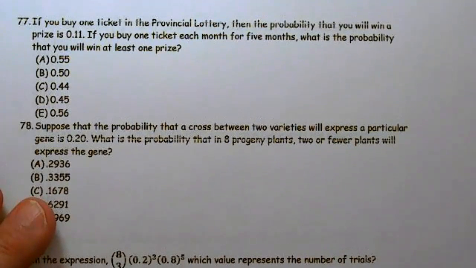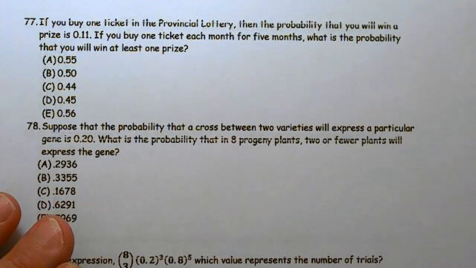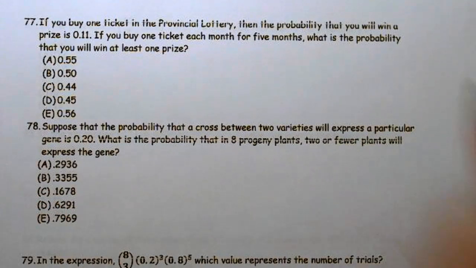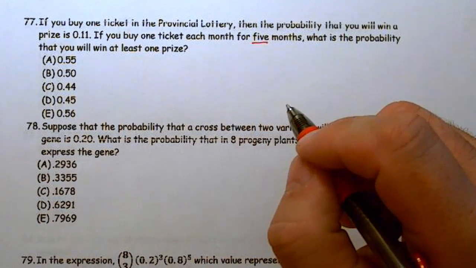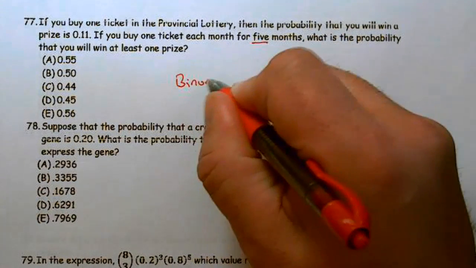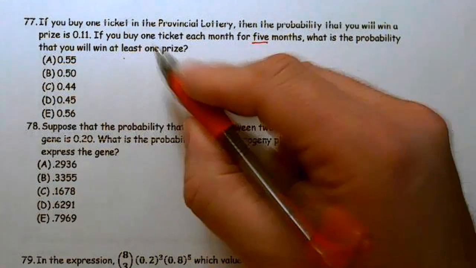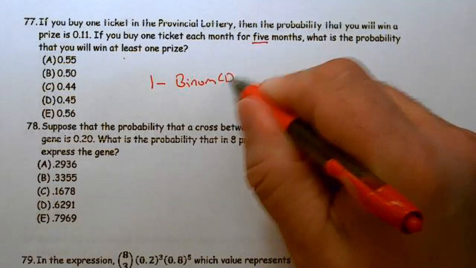All right, number 77. If you buy one ticket in the provincial lottery, then the probability that you'll win a prize is 0.11. If you buy one ticket each month for 5 months, what's the probability that you will win at least one prize? So we have some keywords. 5. We have a specific number of trials. That lets me know we have a binomial. We have the words at least, which means it's 1 minus. And if it's at least, it's also going to be a CDF.